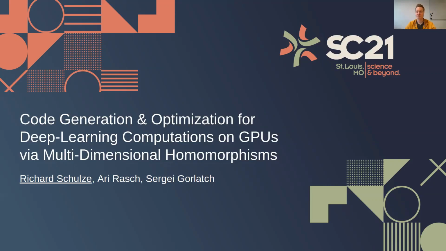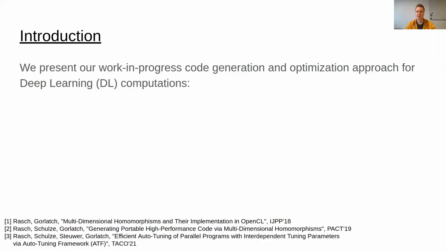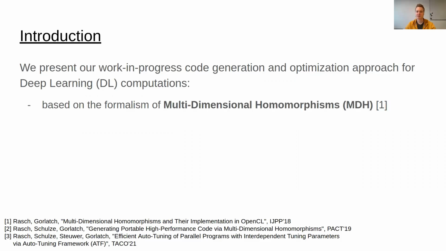I'm a PhD student at the University of Münster in Germany, and today I want to present joint work with my colleague Ari Rasch and my supervisor Sergei Gorlatch titled Code Generation and Optimization for Deep Learning Computations on GPUs via Multidimensional Homomorphisms. In this work, we present our work-in-progress code generation and optimization approach for deep learning computations. It is based on the formalism of multidimensional homomorphisms, or MDH for short.